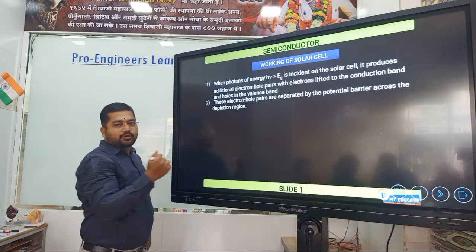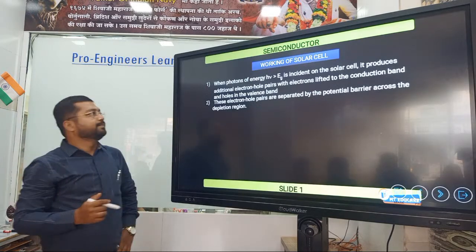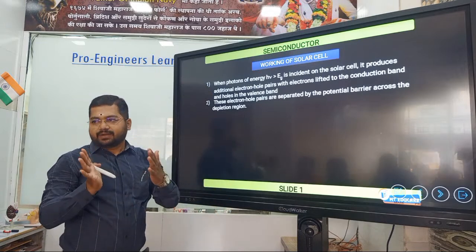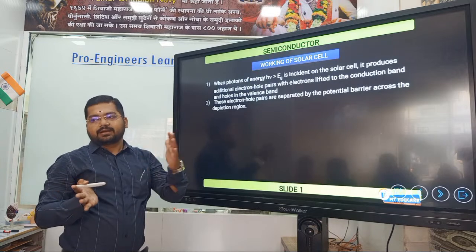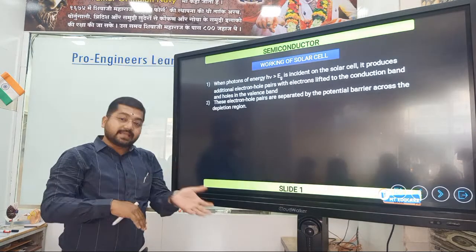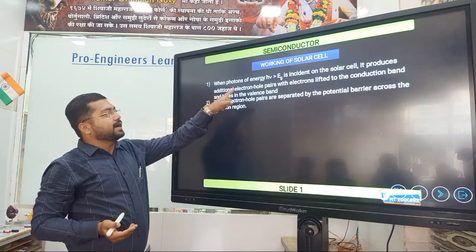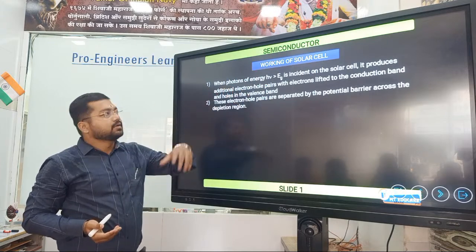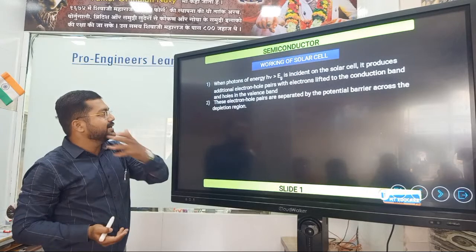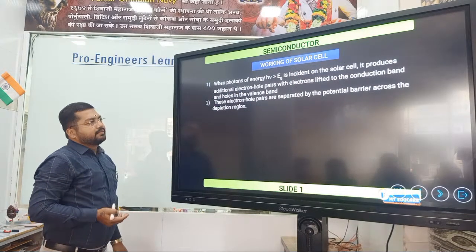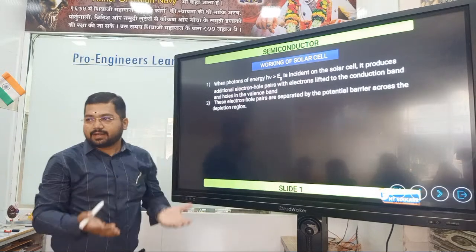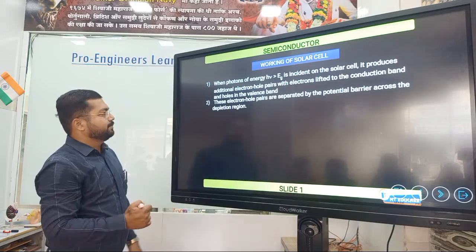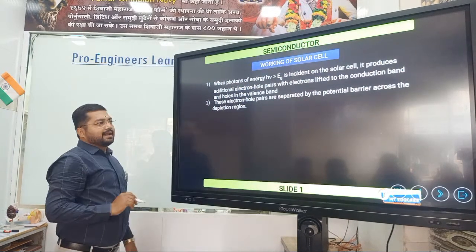We have seen the construction, now the working. When photons of energy hν greater than Eg, where Eg is the energy band gap between the two bands, are incident on the solar cell, it provides additional electron-hole pairs, with electrons lifted from the valence band to the conduction band and holes left in the valence band.